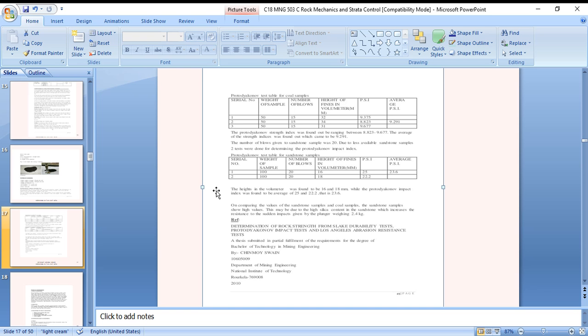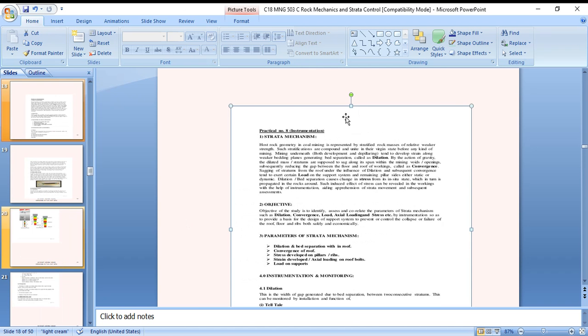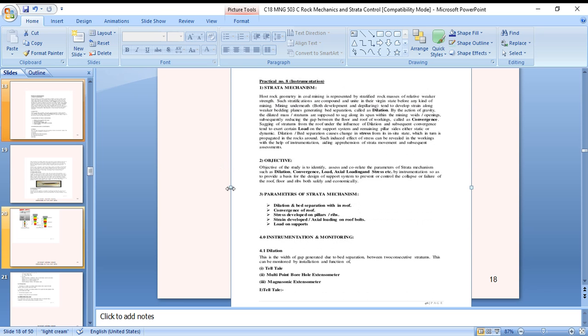The determination of rock strength from the slake durability test, Protodyakonov impact test, and Los Angeles abrasion resistance test are given by the Department of Mining. So another practical, the strata mechanism, is also given here.